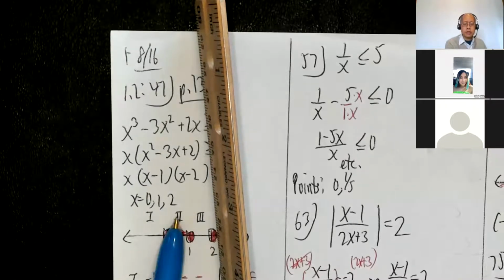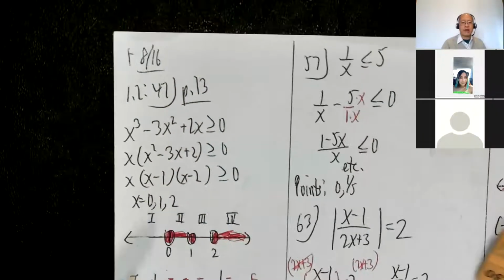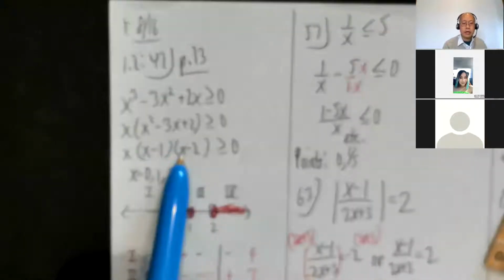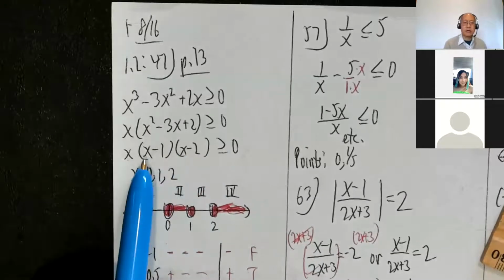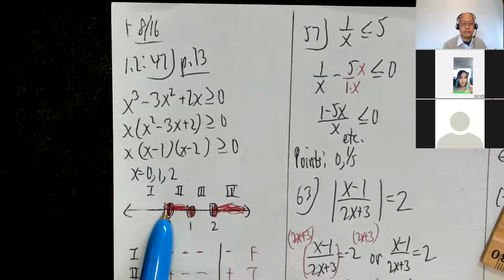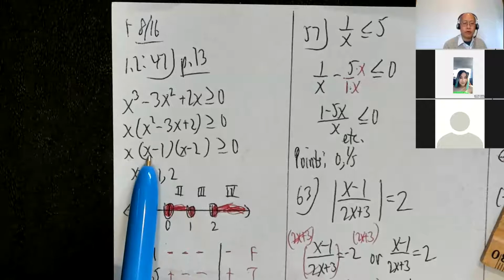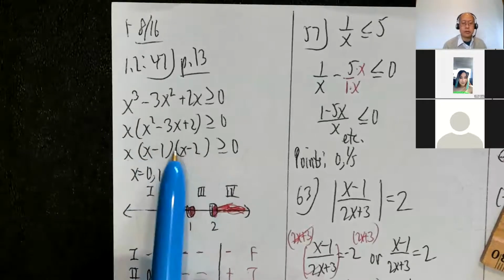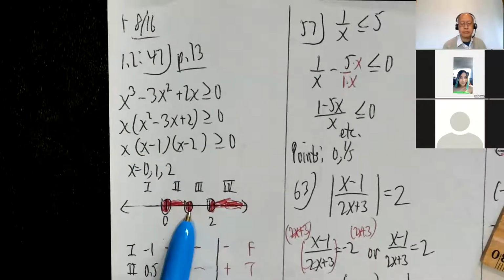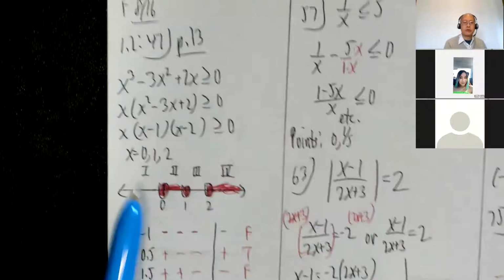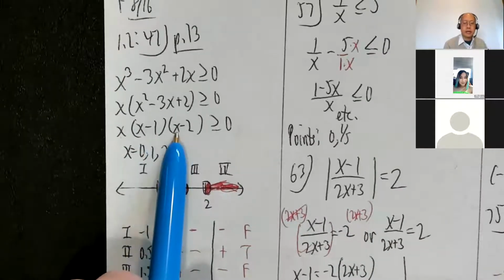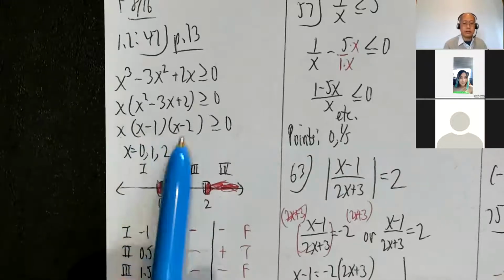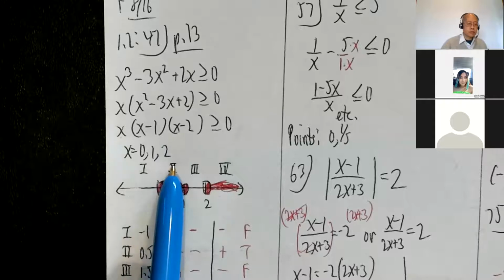They're all closed circles. Now, why are they all closed circles? 0, 1, and 2, because they all satisfy the inequality. If I plug in 0 here, here, and here, well, 0 times any of that is automatically 0. It'll say 0 is greater than or equal to 0. True. Likewise, if I plug in 1 in all of them, 1 minus 1 is 0, so 0 times these 2 is also 0. 0 greater than or equal to 0. True. Plug in 2 here, here, and here, and 2 minus 2 is 0, so 0 times all that is 0. So they're all true.